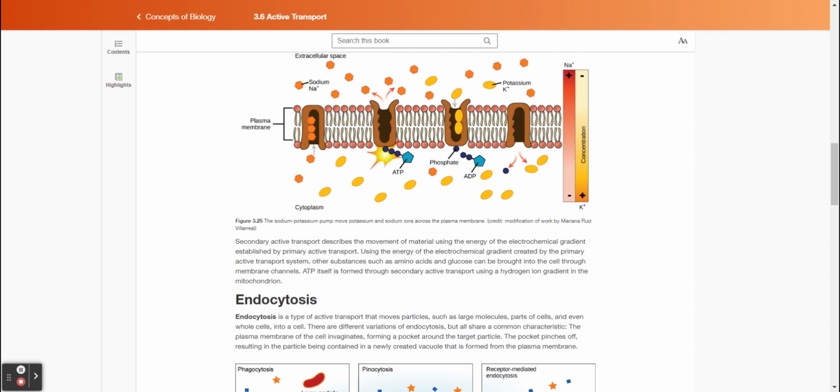Secondary active transport describes the movement of material using the energy of the electrochemical gradient established by primary active transport. Using the energy of the electrochemical gradient created by the primary active transport system, other substances such as amino acids and glucose can be brought into the cell through membrane channels. ATP itself is formed through secondary active transport using a hydrogen ion gradient in the mitochondrion.